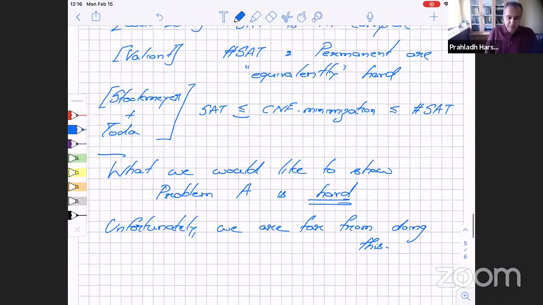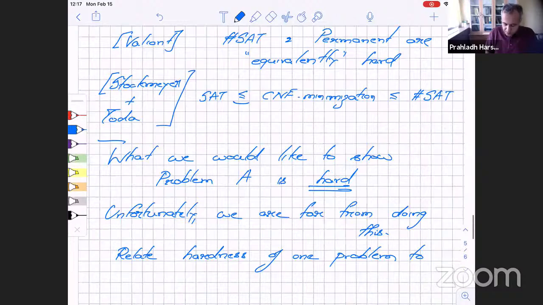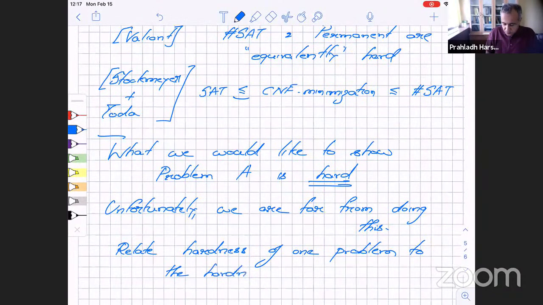What we instead have, over the course, is we'll come up with several conjectures. We'll assume that A is hard, B is hard. We'll assume several problems. What we will be able to show is we'll be able to relate the hardness of one problem to the hardness of another problem. This is something we are pretty good at doing. And this is what most of the course will actually be doing.